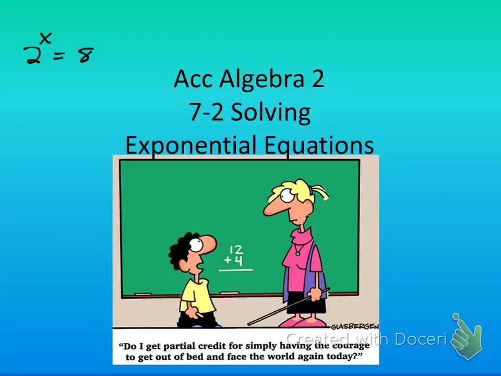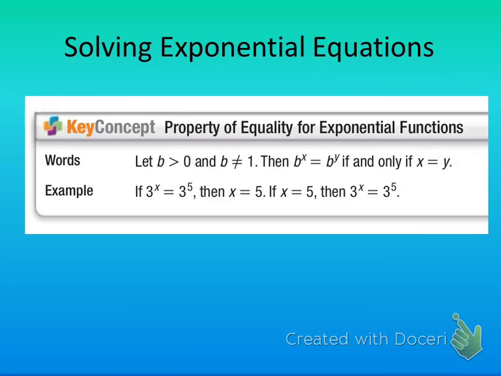That's what it says. Solving exponential equations. So that's how the question is going to be? You don't give us the number. But that's the format. That's the property. That's how this property works. So, if you look at the example line down here, if 3 to the x equals 3 to the 5th, x has to equal 5. You have to make your bases be the exact same number.